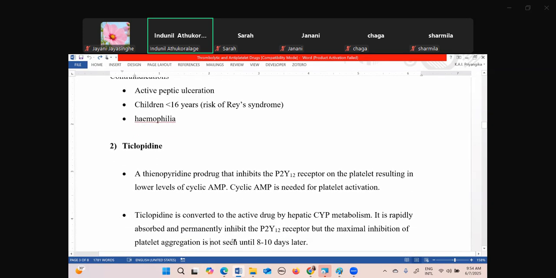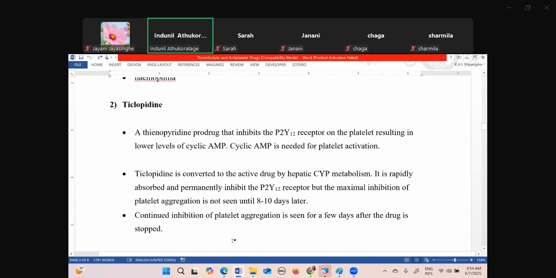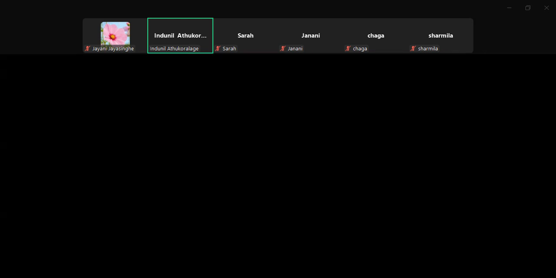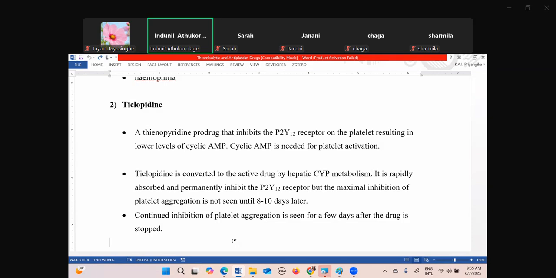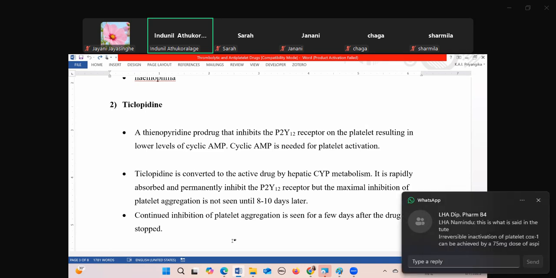And the next drug is ticlopidine. Ticlopidine is a thienopyridine product, so you don't have to know all these details. They will inhibit the P2Y12 receptor on the platelet. P2Y12 is a type of receptor present on the membrane surface of the platelet, and these are the receptors which bind with some compounds and get the platelets activated, right?